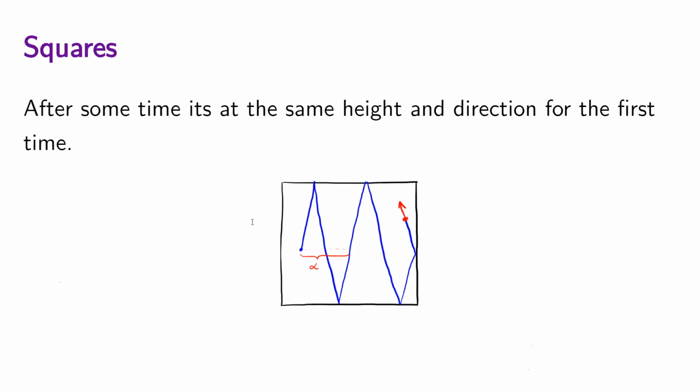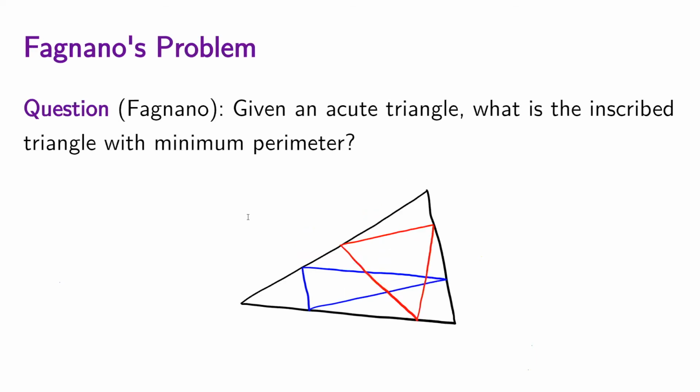Okay, so maybe that's enough time looking at this picture of a square. It's a little bit more interesting to talk about triangles. So, as what seems at first to be a digression, let me tell you about this old problem. Fagnano, I think maybe an Italian mathematician, asked this question maybe at the end of the 19th century or something like that. So you start with an acute triangle. I've drawn one here in black. And Fagnano asks the question: amongst all the inscribed triangles, which one has the smallest perimeter?